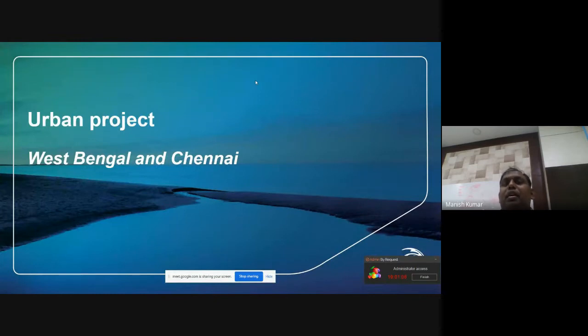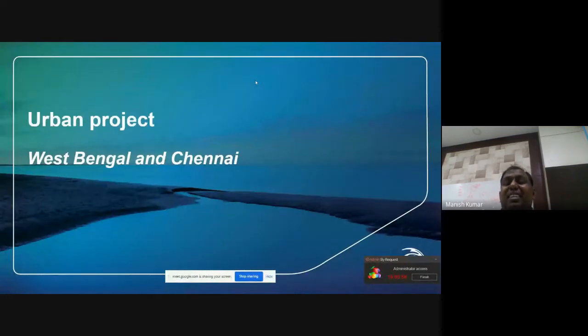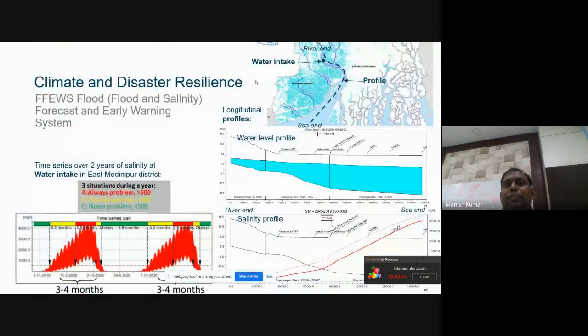West Bengal and Chennai both have urban projects. In West Bengal it's a water supply project, and in Chennai it's a drainage project. But for both projects we have developed forecasting systems. In West Bengal, what we did is, it's a surface water supply project.